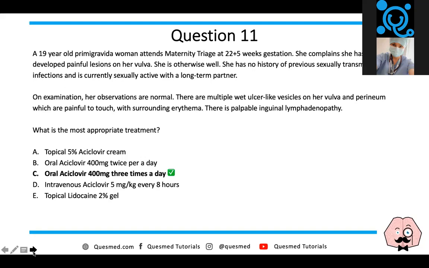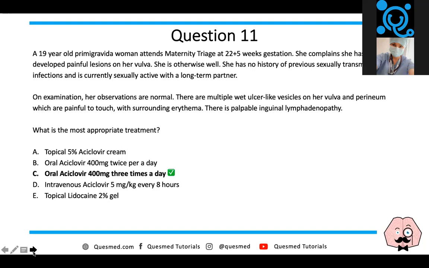In pregnant people, the suppressive dose is the same as the treatment dose, 400 milligrams 3 times per day. And we generally give that, like I said, from 36 weeks. IV acyclovir, now that is indicated for women that maybe have disseminated disease or they have CNS involvement. This patient seems to be otherwise well, so she's not needing IV.